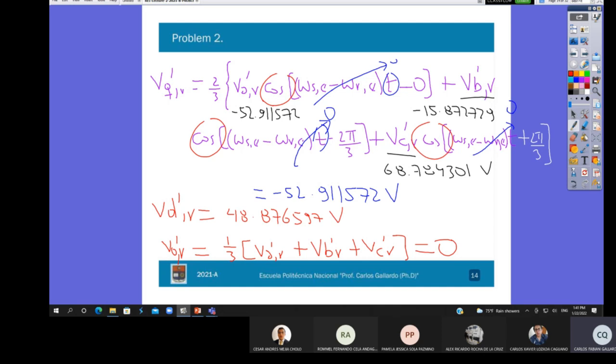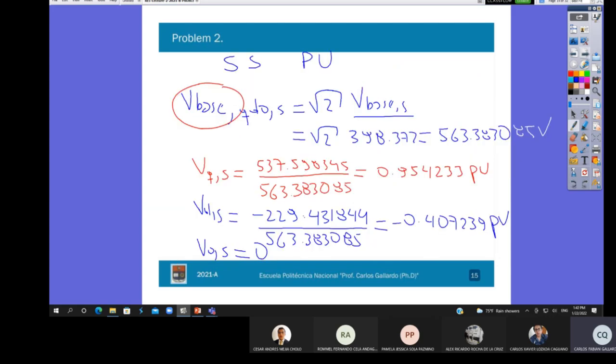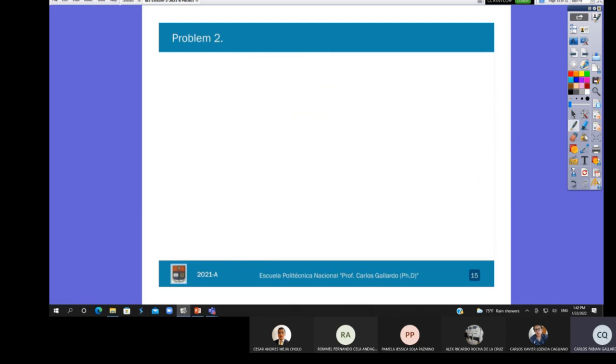If I have the actual values, what I need is the per unit values on the rotor side. These are the actual values. What I need is the per unit values. Therefore, I need to select a base. We have already selected the base. Do you remember? This is the base, but I need to convert it for the rotor side.